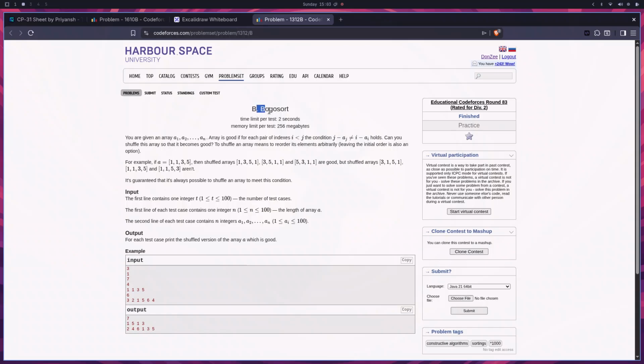So the question's name is Bogosort, and the question says that you are given an array, and an array is good if for each pair i and j, which are indexes, this condition holds: j minus a of j should not be equal to i minus a of i. Can you shuffle an array so that it becomes good? To shuffle an array means to reorder it.